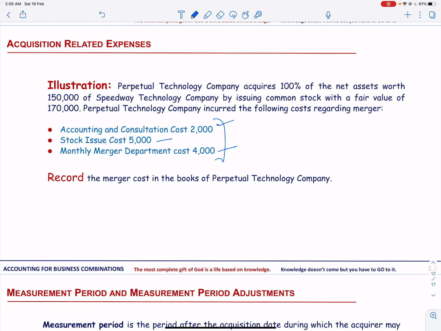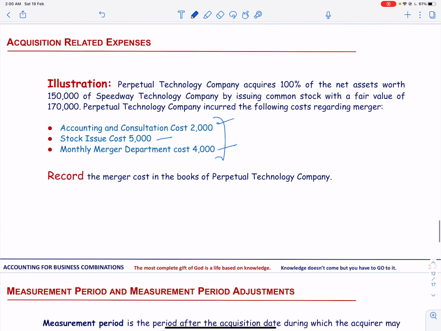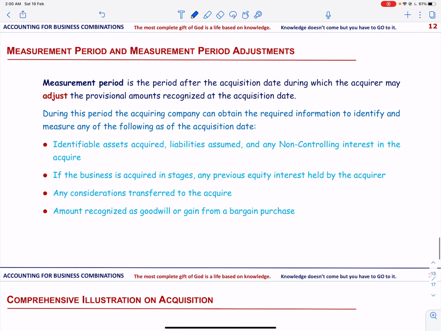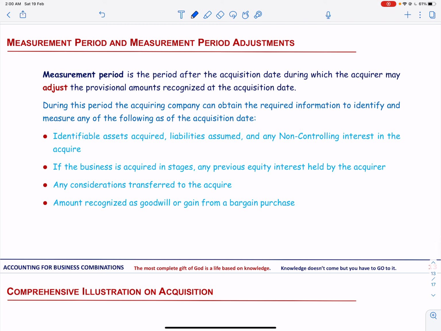Let us now talk about measurement period and measurement period adjustments. Measurement period is the period after the acquisition date during which the acquirer may adjust the provisional amounts recognized at the acquisition date. The acquiring company may have recorded the identifiable net assets at an estimated fair value. Estimated figures are referred to as provisional amounts. The measurement period cannot exceed more than 1 year from the date of acquisition.